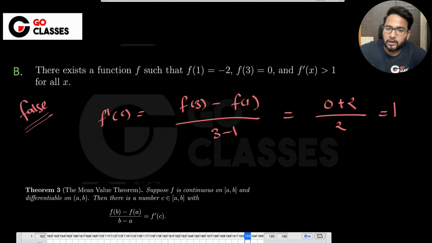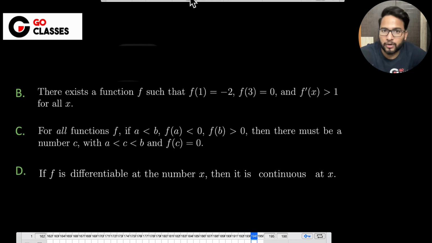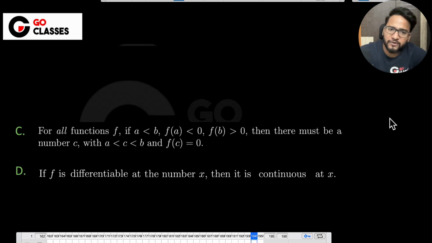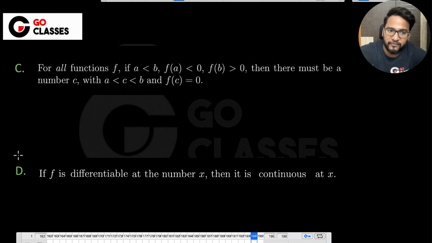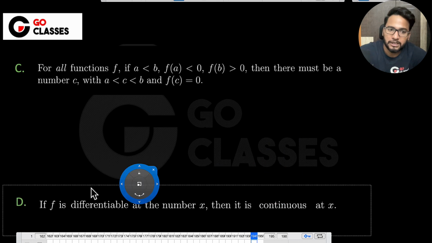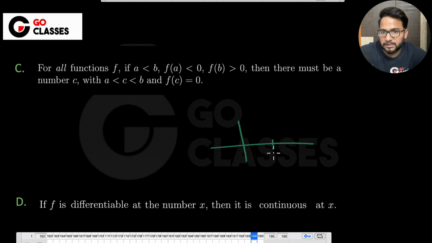Okay. Now let's see statement number C. So I think A and B are false. Statement C says for all functions, a is less than b. If a is less than b and f(a) is less than 0 and f(b) is greater than 0, let's suppose this is a, this is b, and you are here and here, which means f(a) is less than 0, f(b) is greater than 0, then you must be intersecting at one point, which means f(c) equals 0. Is this always true for all functions, or is this just true for continuous functions?